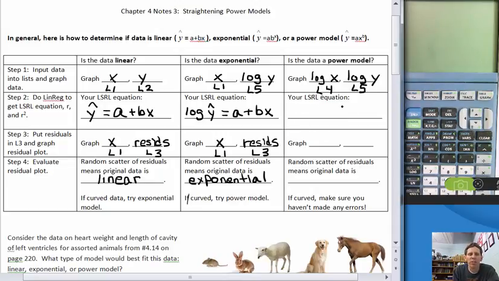How does that change our equation? Well, when you do the lin-reg step, not only are we taking the log of the y values, so our equation starts with log of y hat, but we're also dealing with the log of the x values. So in your equation, it's going to be a plus b times the log of x.